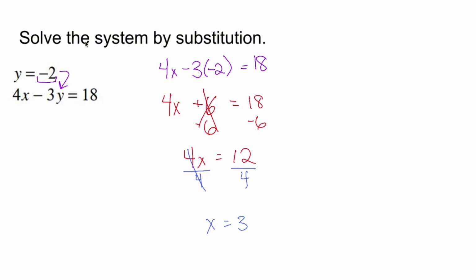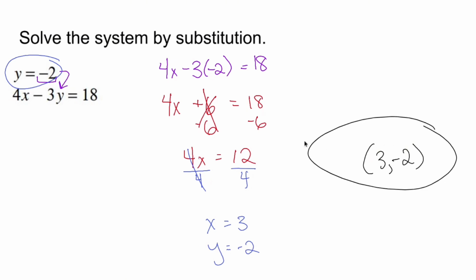Now, a solution to a system of equations is a point in the form x, y. I found my x. I didn't find my y yet, except for the fact that up here it tells us y is -2. How convenient. Now that I know y is -2, I can put together a point of 3, -2. And that's my answer.